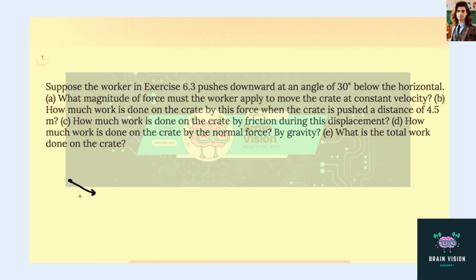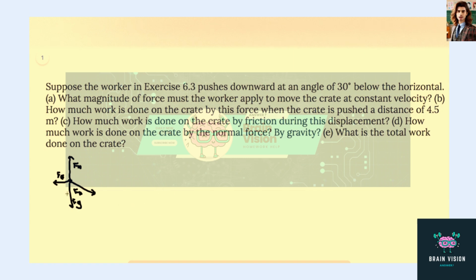In this problem, we have the same scenario as in the previous problem, but now the pushing force is going to be 30 degrees below the horizontal. So the worker is pushing downwards. And it still has a normal force, a force due to gravity, and a frictional force counteracting the movement of the crate.